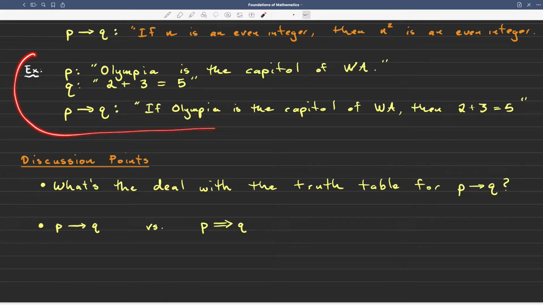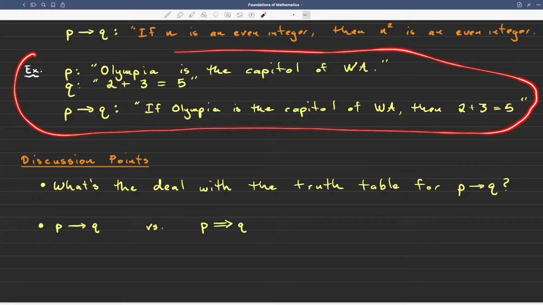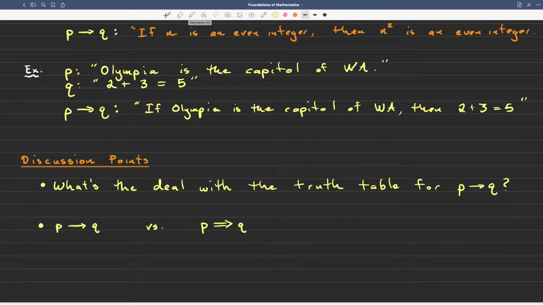This example here where we talked about Olympia being the capital of Washington, implying that 2 plus 3 equals 5, relates to this. We're going to talk about this a little bit more later, but for now, I just want it to be clear that this is a logical structure here, let me call it a logical form. And you shouldn't think too much about whether the whole statement P implies Q makes sense, okay? Or whether it's something that's verifiable.